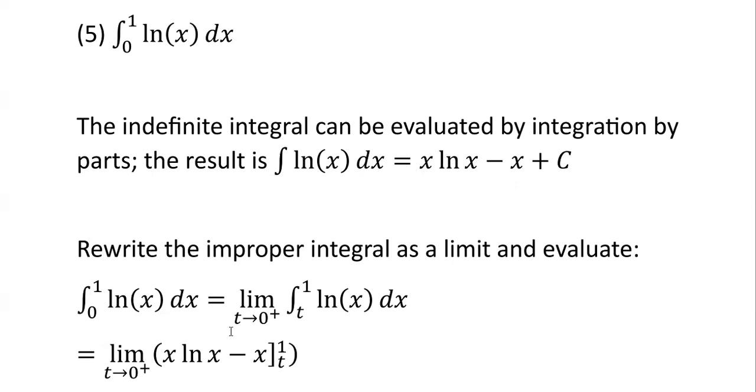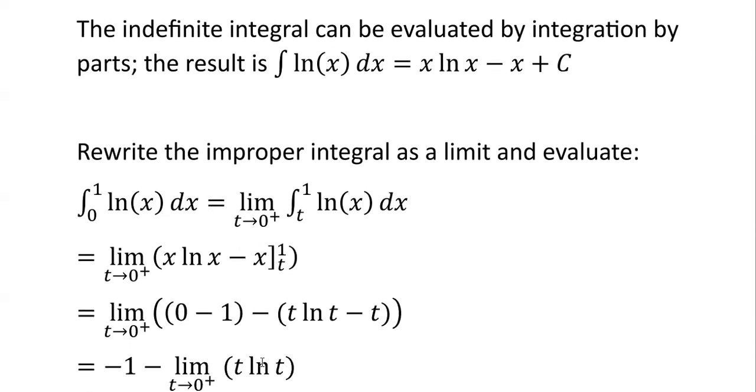We're going to use this antiderivative to help us evaluate the improper integral. We write it as a limit first: the limit as t approaches 0 from the right of the integral from t to 1 of ln x dx. When we integrate and use the fundamental theorem of calculus, we use the antiderivative, and we don't need the plus c because it's now a definite integral. So x ln x minus x, evaluated from t to 1.